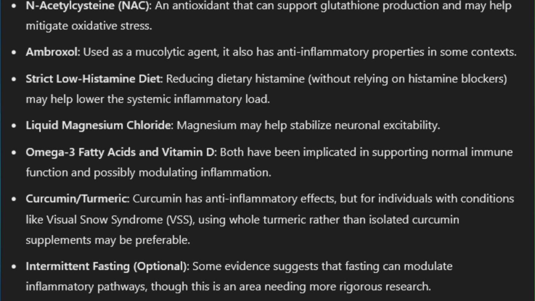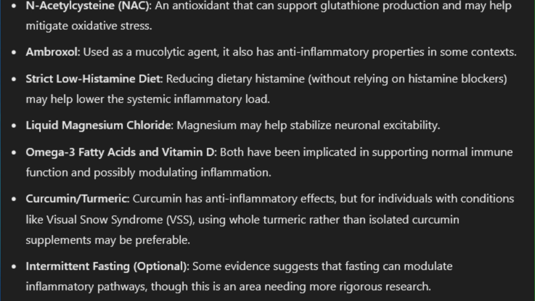The first one is N-acetylcysteine, also known as NAC. Now, NAC is an antioxidant that can support glutathione production and may help mitigate oxidative stress. The next one is more anecdotal. It's shown to help some people, but it has no side effects, so I included it as well.